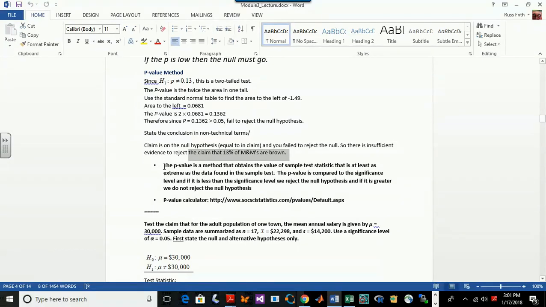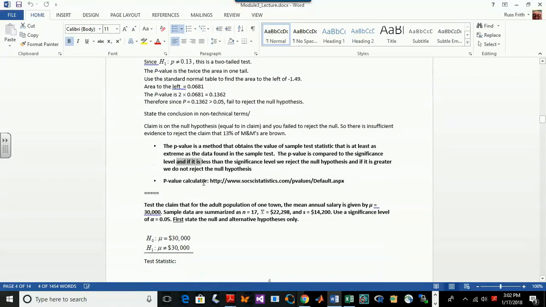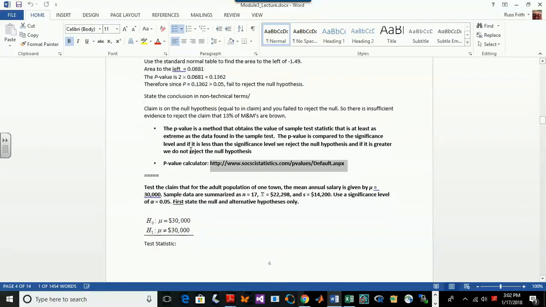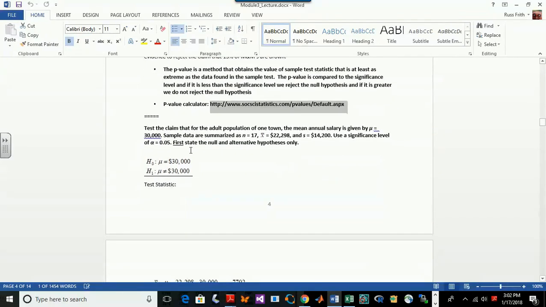All right, so the p-value method obtains the value of a sample test statistic that is at least as extreme as the data found in the sample test. The p-value is compared to the significance level, which is alpha, and if it's less than the significance level, we reject the null hypothesis. And if it is greater, we do not reject the null hypothesis. There's a p-value calculator that you can look up on the web. I looked at it and it's pretty good. All right, so let's do another example.